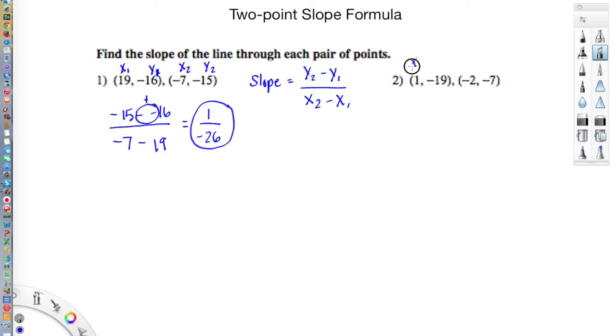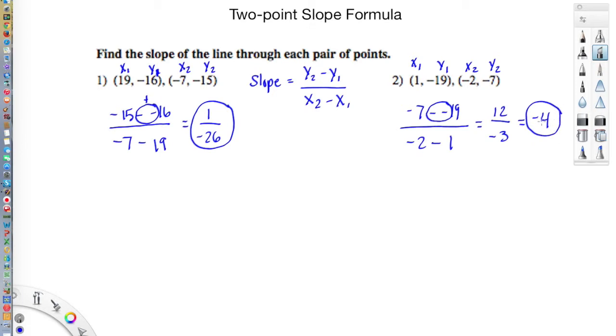Let's look at our second set of 2 points here. This again would be x1, this would be y1, this would be x2, my second x value, and this would be my second y value. I take negative 7 minus negative 19, and then I take my second x value, which is negative 2, and subtract my first x value, which is 1. A negative 7 minus a negative 19 is really negative 7 plus 19, which will give me a positive 12. And then a negative 2 minus 1 would give me a negative 3. And 12 divided by negative 3 is a negative 4. So that gives me a slope of negative 4, which means I'd go down 4, 1 to the right.